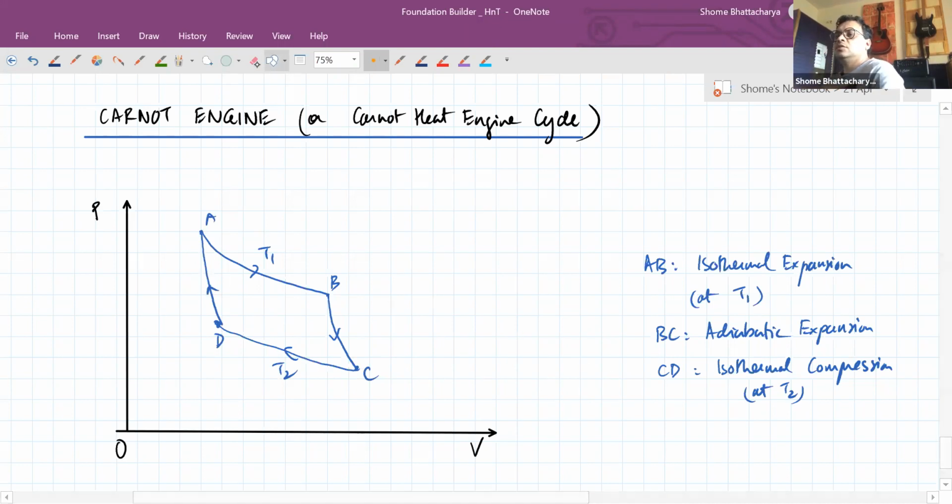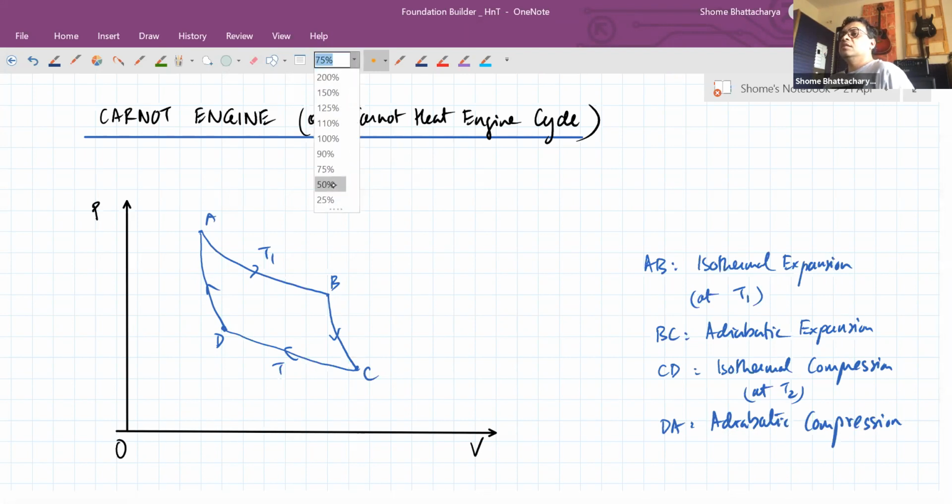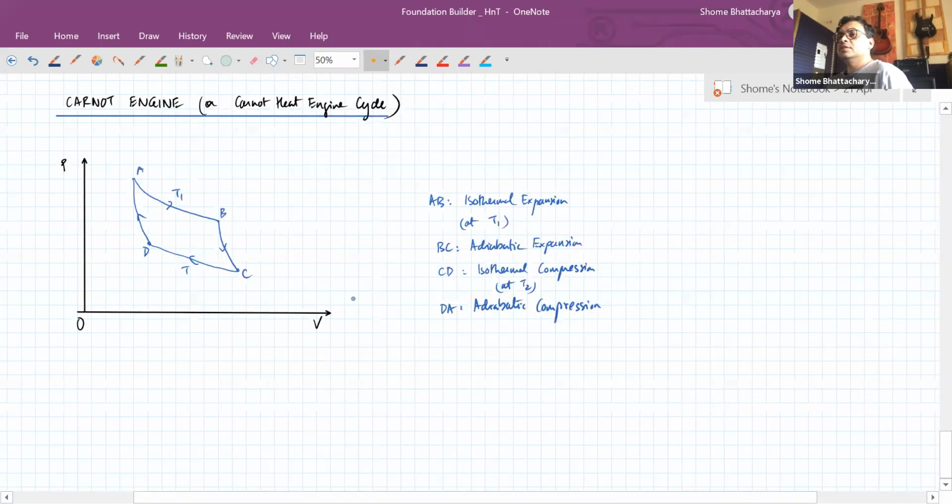Okay. So typically it will look more like this, let's say. So D to A is again an adiabatic process, but this time it's an adiabatic compression. So it's a heat engine cycle consisting of two isotherms and two adiabats. Okay.